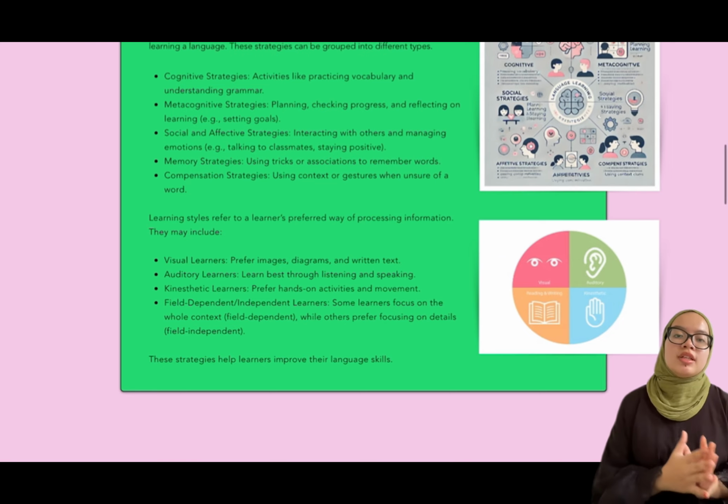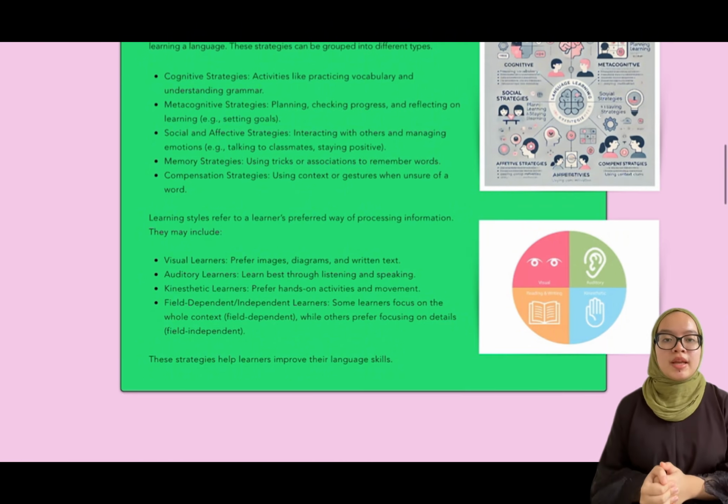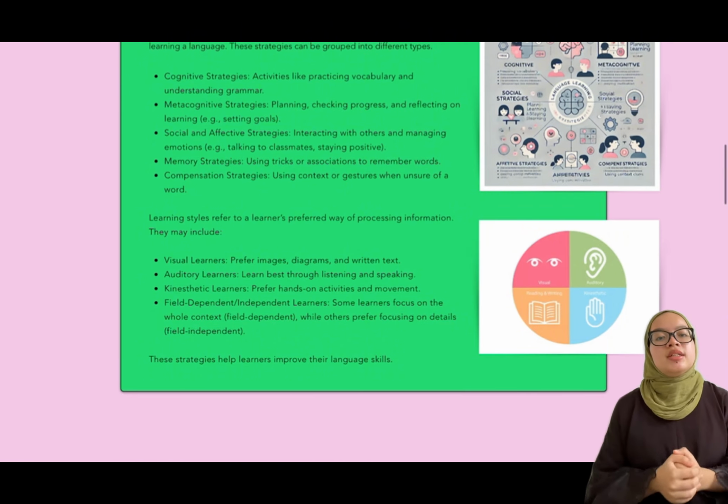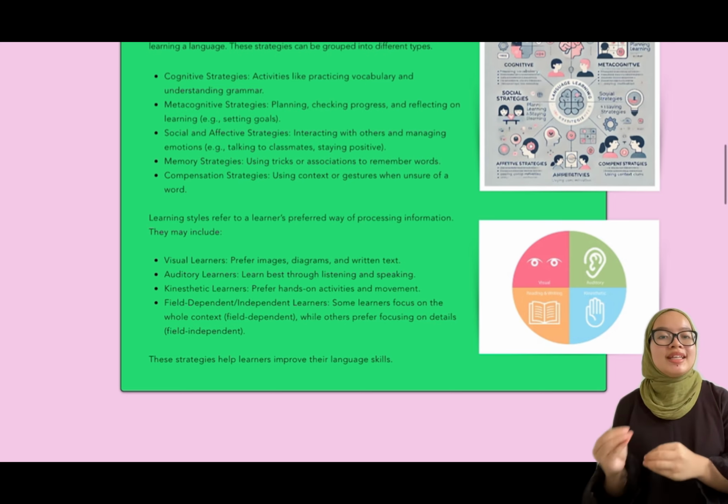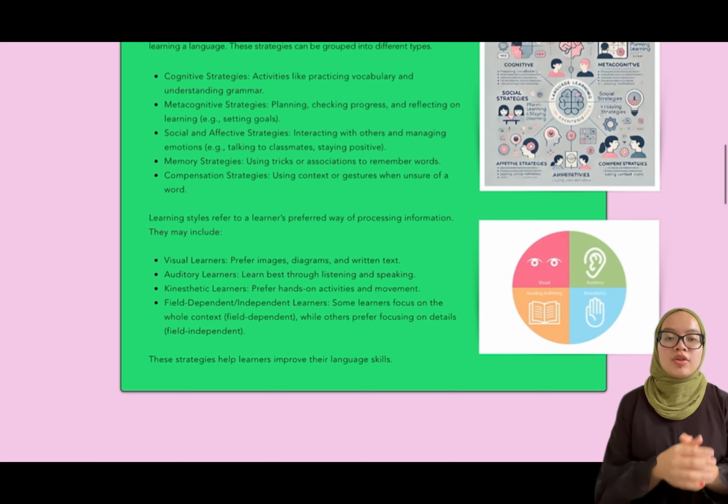Lastly, there are field-dependent and field-independent learners. Field-dependent learners tend to focus on the bigger picture or context, while field-independent learners are more detail-oriented. Recognizing this preference helps tailor lessons to accommodate different learner needs.